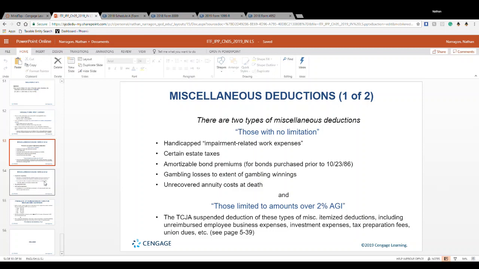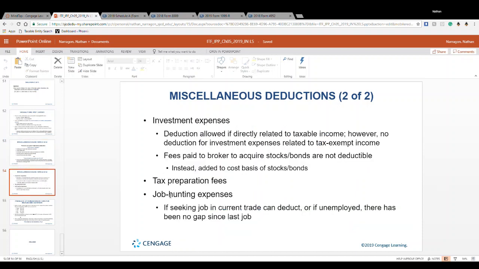Again, we're looking at the suspension of these deductions that are above 2%. This includes investment expenses, which are fees paid to brokers to acquire stocks and bonds. These are not deductible in any way because they're already included in our Schedule D when we look at cost basis of stocks and bonds. Investment expenses were deductions allowed directly related to taxable income. Tax preparer fees we got to deduct, and job hunting expenses if seeking a job in the current trade can be deducted, or if unemployed there has been no gap since the last job. We got to deduct these, but the TCJA has suspended them. Again, the total would have to be over 2% of our AGI.